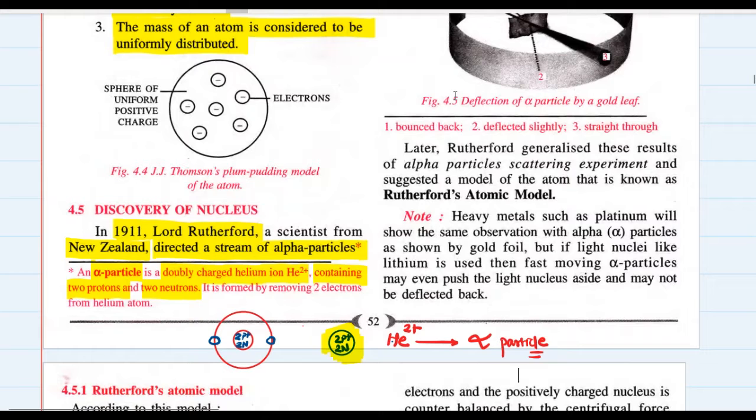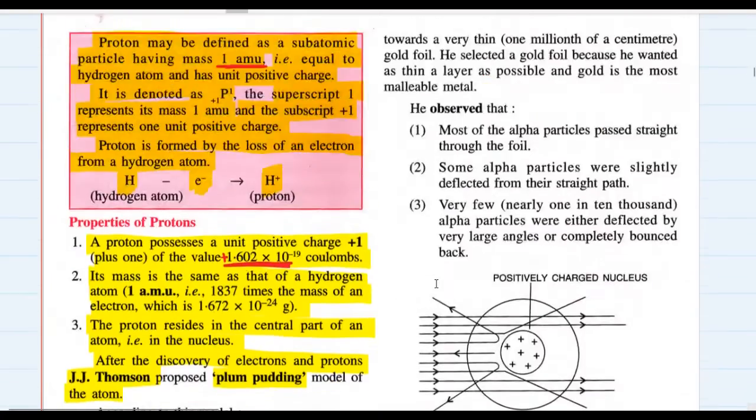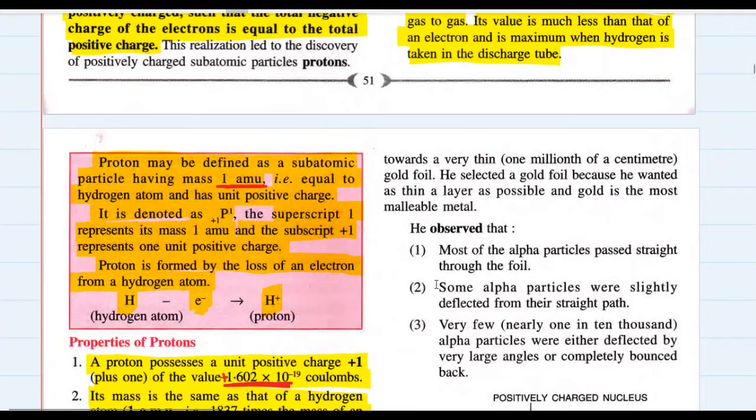So Lord Rutherford directed a stream of alpha particles. Stream means there were thousands and thousands of alpha particles towards a very thin gold foil. How thin? One millionth of a centimeter thin. He directed this stream of alpha particles towards the gold foil. He selected gold foil because he wanted as thin a layer as possible, and gold is the most malleable metal.